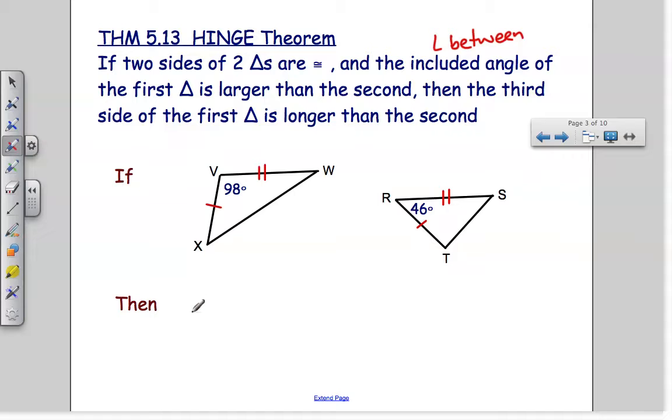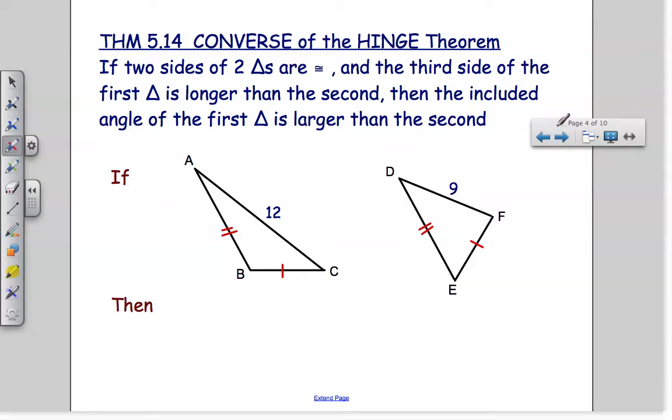So if this picture is true, then I can say that side XW would have to be longer than or greater than the length of side TS in that other triangle. Why? Because since these two sides were the same length and the angle here is greater, we know the side opposite would be greater than the side here because we had a smaller angle. We know that a larger angle means a larger side opposite from it. Smaller angle means smaller side opposite from it. And with these two congruent sides, that has to be the case with the third sides.